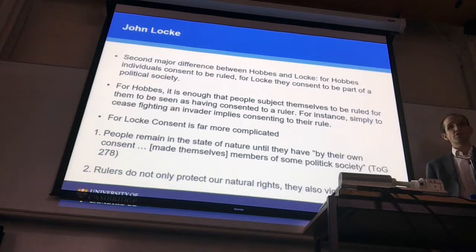Locke, however, wants consent to mean something quite a lot more than this. And this becomes apparent in two important passages. The first of which is when Locke is talking about how individuals form political societies. And he says explicitly that everyone would remain in a state of nature unless they themselves agree to be part of the political society. And this makes sense, because remember that joining a political society is quite an active process.